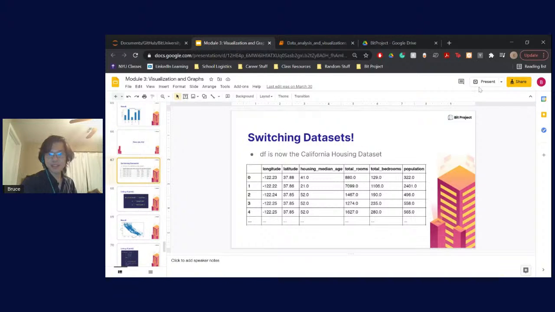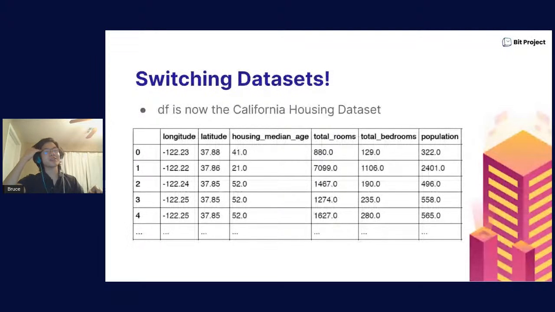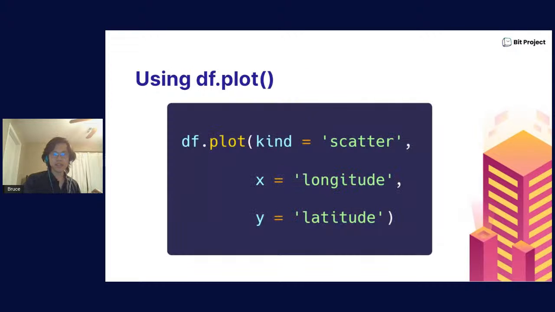Okay. And now we're going to do something a little, just to show you the extent of how far visualization can go. We're going to be looking at the California housing data set now. We've talked about it earlier. Great. So we want to be looking at a scatter plot this time. And on the x-axis, we want to plot the longitude. And on the y-axis, we want to plot the latitude.